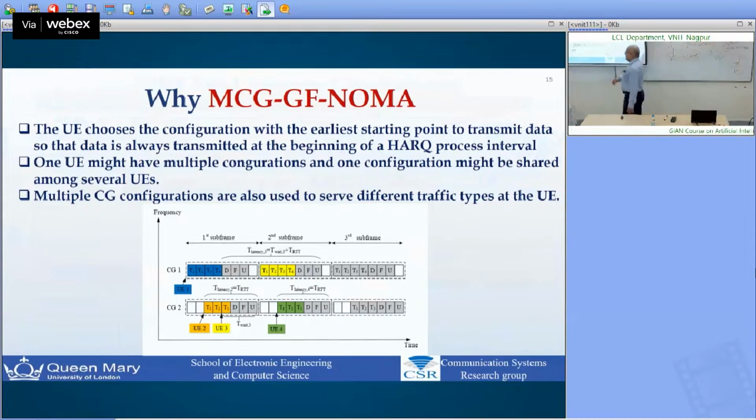If you have more configuration grants, the user equipment selects the configuration grant where the interval starts here. User equipment 3 selects the configuration grant where the starting time is this one. That way, we can reduce the waiting time. If you have a single configuration grant, you have to wait till the beginning of the next interval, no choice.